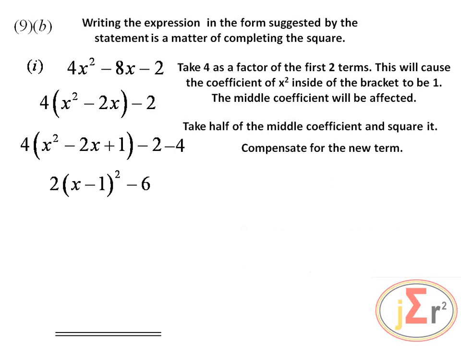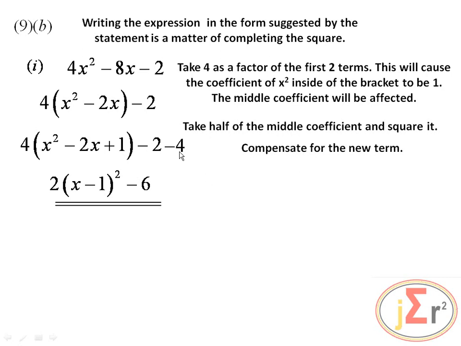What we have inside of the brackets, that's a perfect square. X squared, when we square x, we get x squared. When we square a positive or a negative 1, we will get 1. However, we have a negative 2 here. Therefore, it has to be a negative 1.